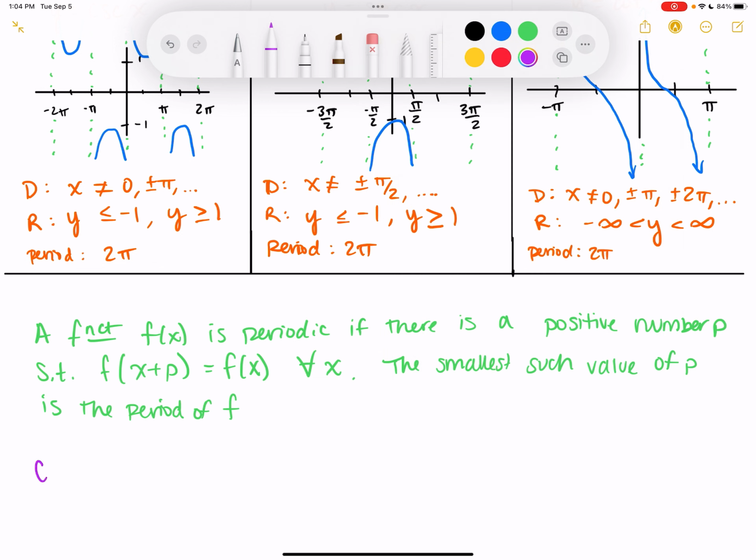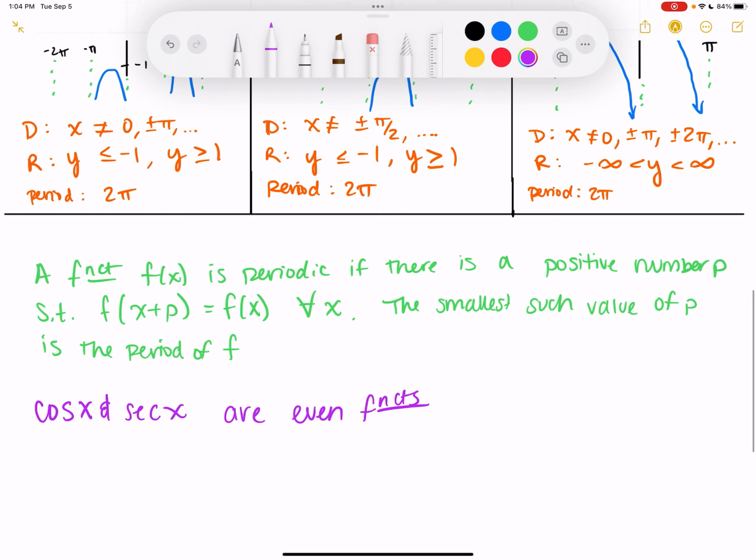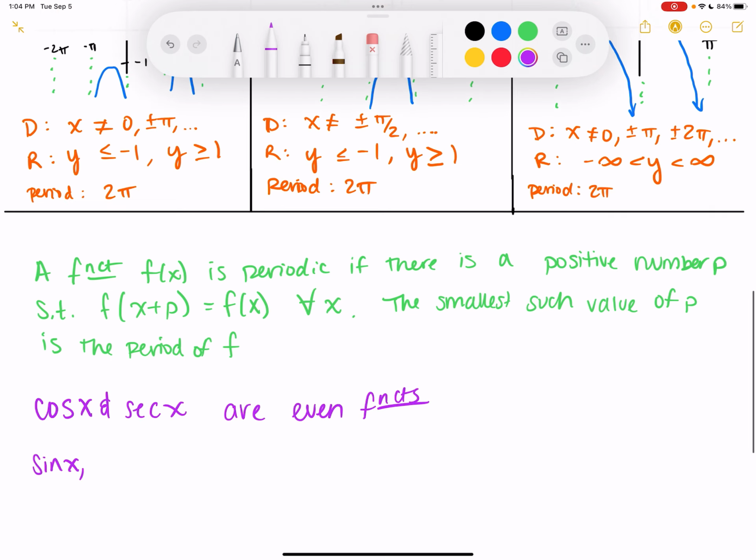Something to note, cosine of x and secant of x are even functions. Sine of x, cosecant of x, tangent of x, and cotangent of x are odd functions.